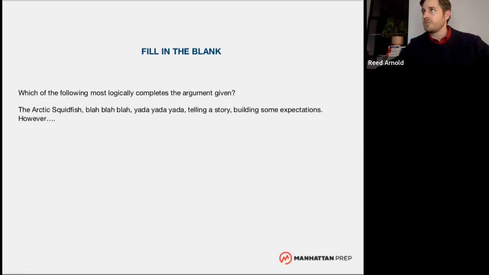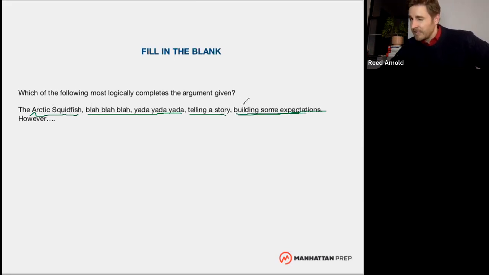And so let's use this little portion as an example, right? The Arctic squidfish, and I've been lazy, blah, blah, blah. We're going to tell a story about the Arctic squidfish in this paragraph. We're going to build some expectations. If we're really reading carefully, we might sense that this story is building some sort of expectation about something. We might not even know what the something is, but we can tell that it's leading somewhere.